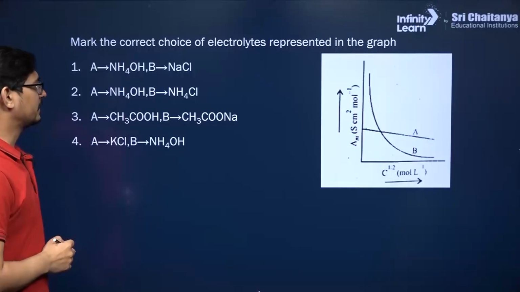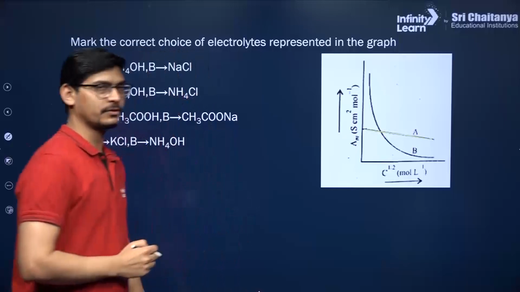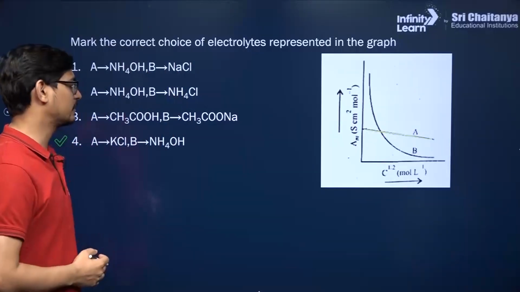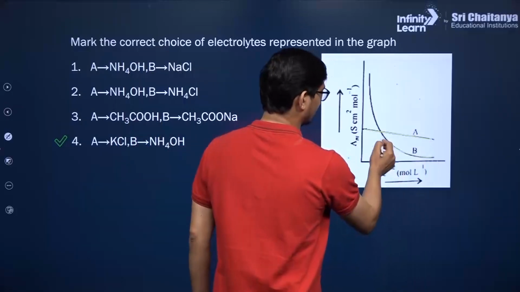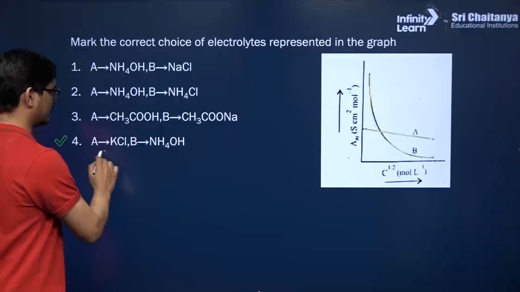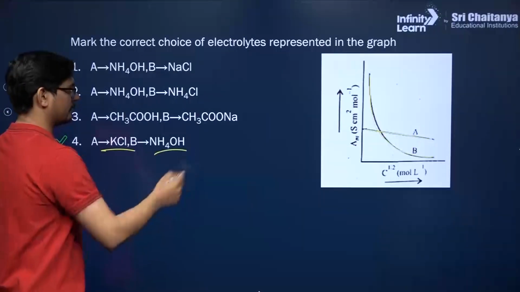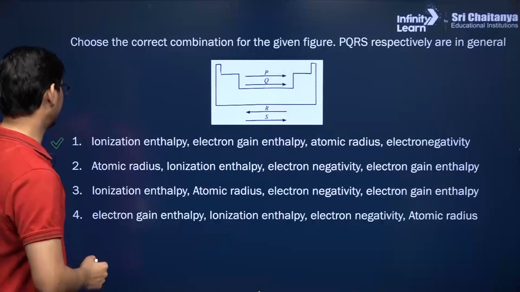Mark the correct choice of electrolyte, guys. This is a strong electrolyte because the molar conductance of a strong electrolyte does not vary significantly with dilution, whereas for a weak electrolyte, first it increases slightly and then near infinite dilution it increases steeply. So this is the correct answer. KCl is a strong electrolyte, ammonium hydroxide is a weak electrolyte. Here the correct answer is this.